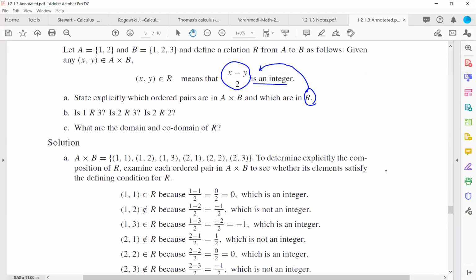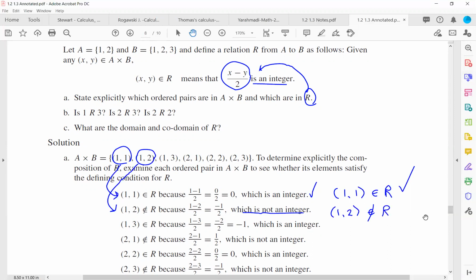The first element, 1 and 1. Okay, 1 minus 1 divided by 2 is 0 divided by 2 or 0. Is 0 an integer? Yes, 0 is an integer. What's the meaning of that? It means that 1 and 1 belongs to R. You're sure about it. The second element is 1 and 2. Okay, 1 minus 2 divided by 2 is negative a half. Of course, this guy is not an integer. What's the meaning of that? It means that 1 and 2 is not in R.